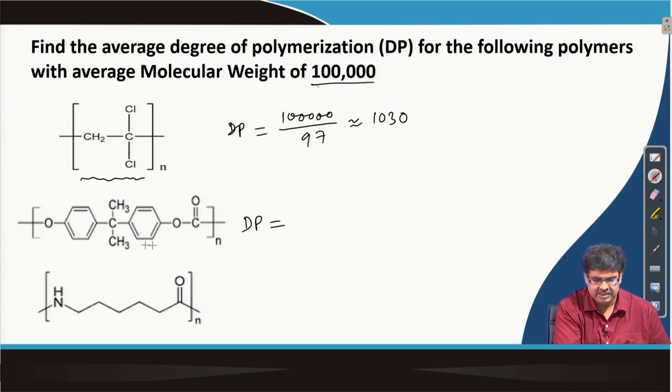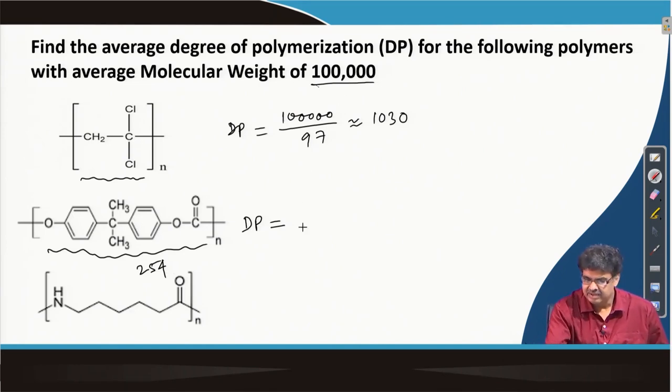But in this case, this repeat unit has a molecular weight of 254. So, the average structural unit would be half of this. So, in this case n would be, so I will write n first.